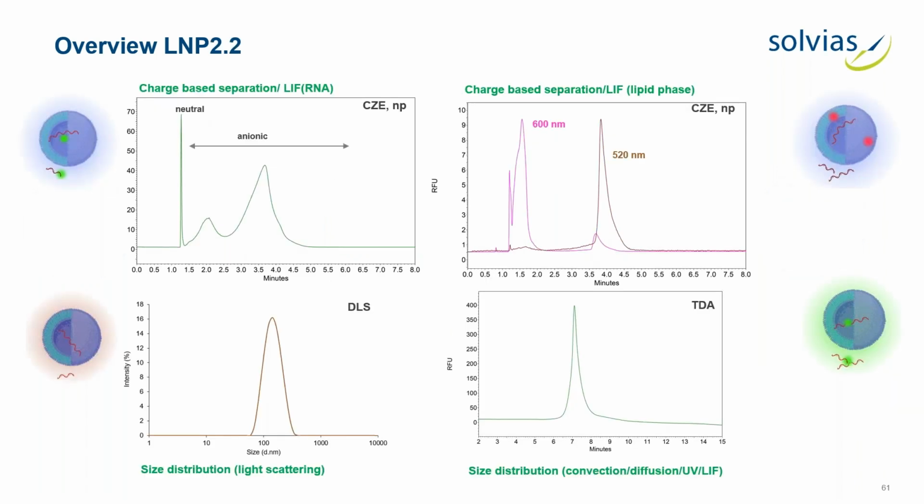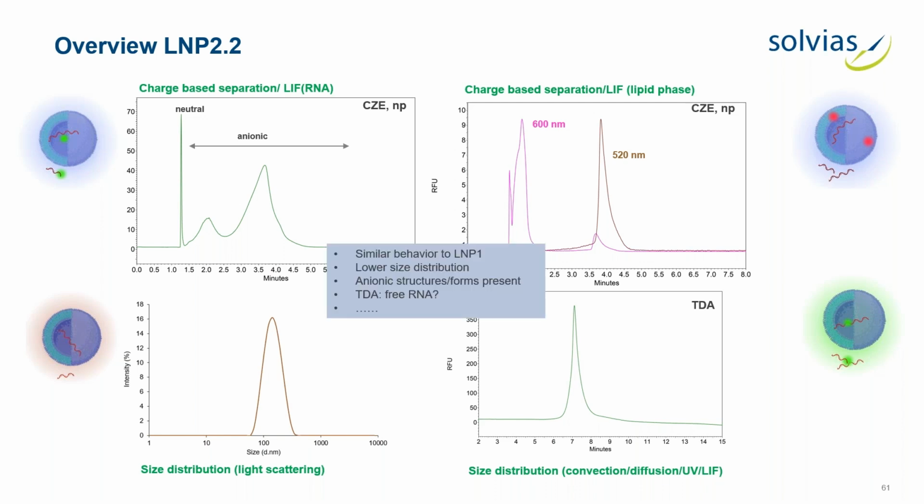The next candidate, a completely different system, but in general, the picture is very similar. Both RNA and lipid structure are present in similar ionic mobility ranges, and only the shape of the profile is a little bit different. The lower size distribution evaluated with DLS and Taylor dispersion is striking. In sum, we have a similar behavior, lower size distribution, and also anionic structures are present.